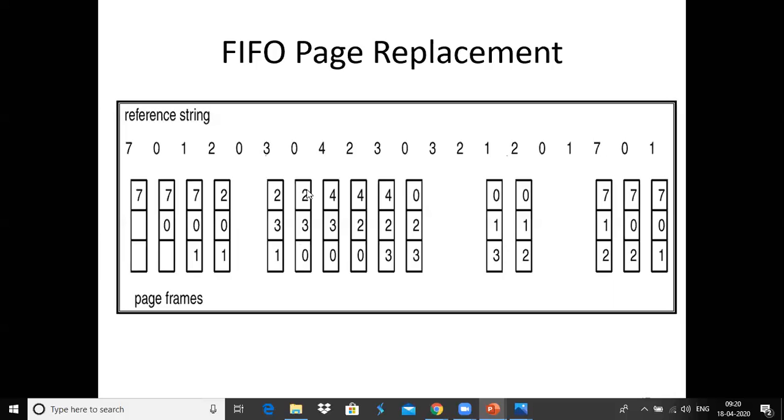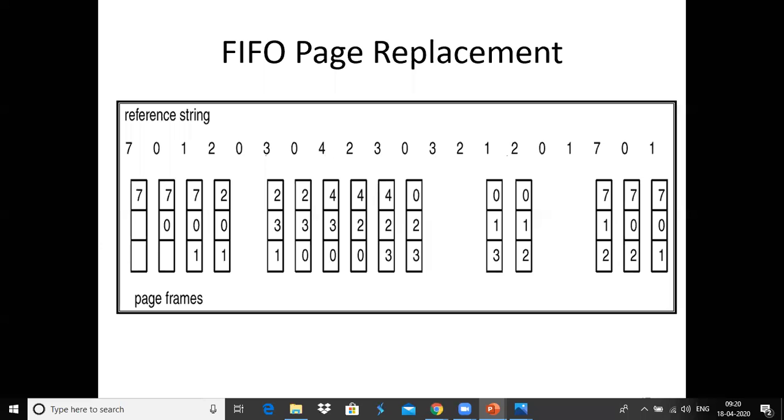2 will be replaced because it comes before 3 and 0. That's why 2 will be replaced, and 4 comes. One page fault for page number 4.